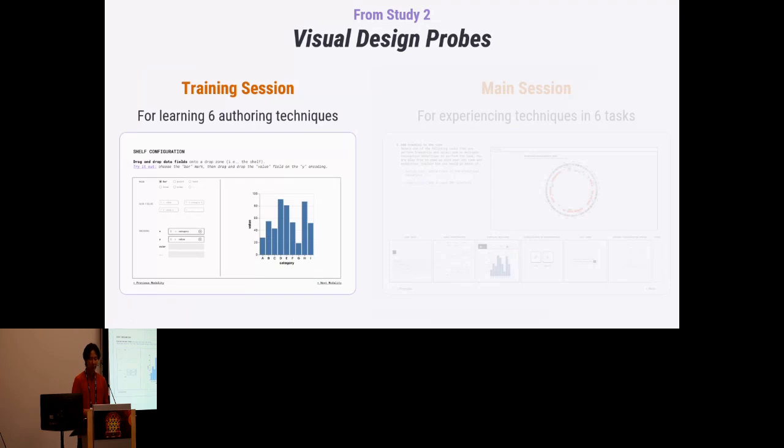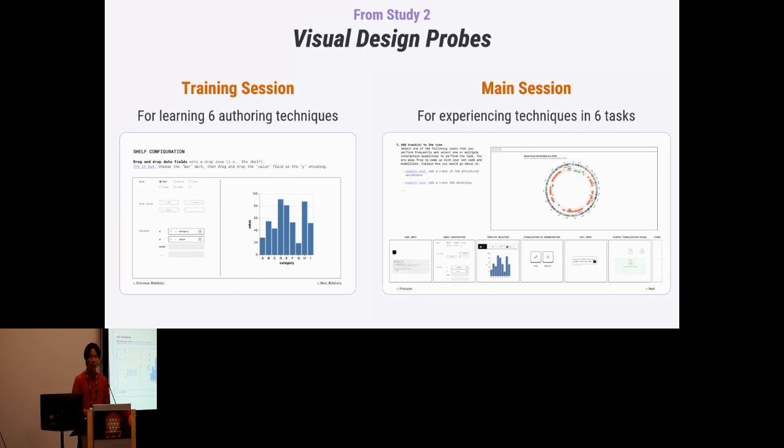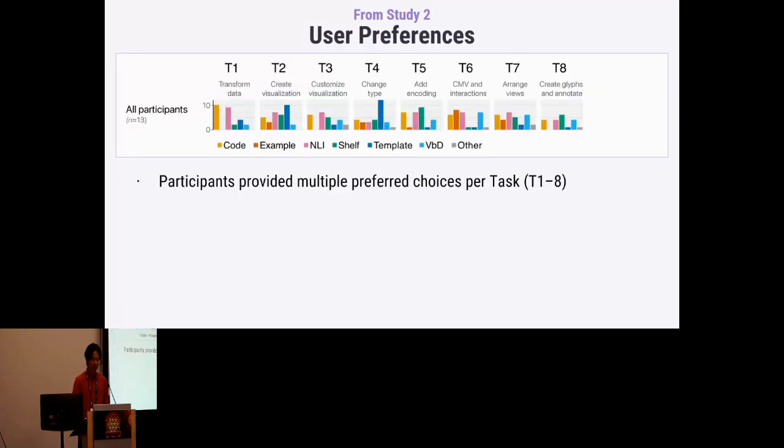We created 2 sets of visual design props. One is for the training session to help participants experience and learn each of the 6 authoring techniques. And the other was for the main session to guide them through realistic scenarios to help them provide insightful feedback during the main session. So here is a result.